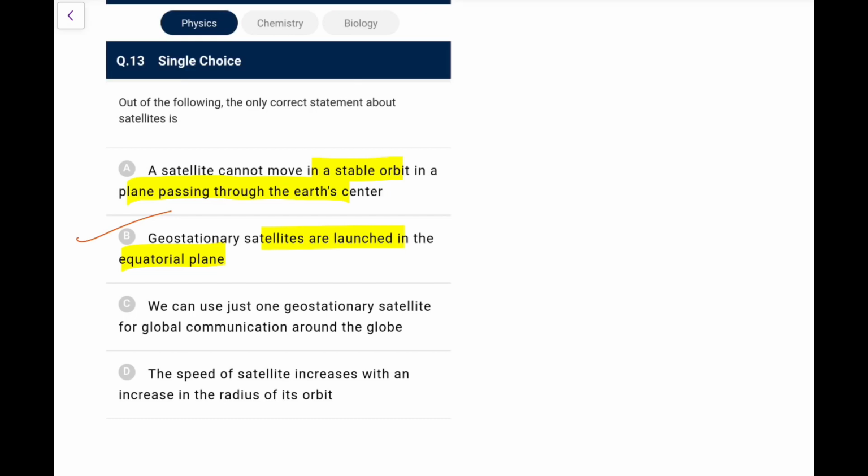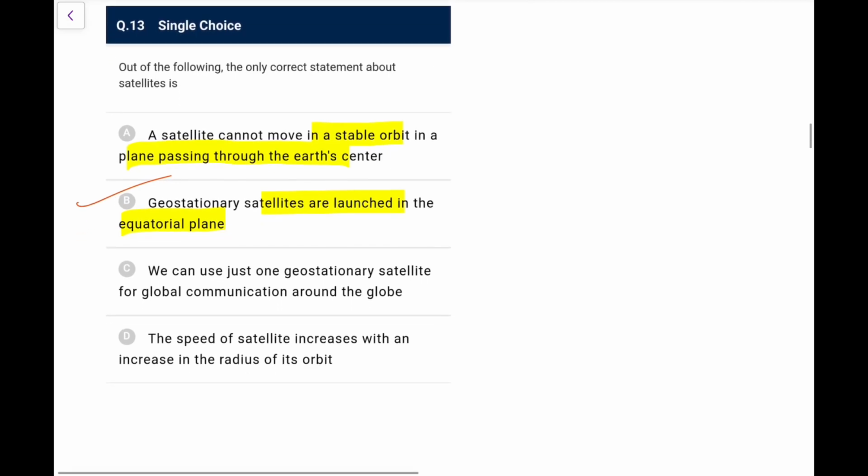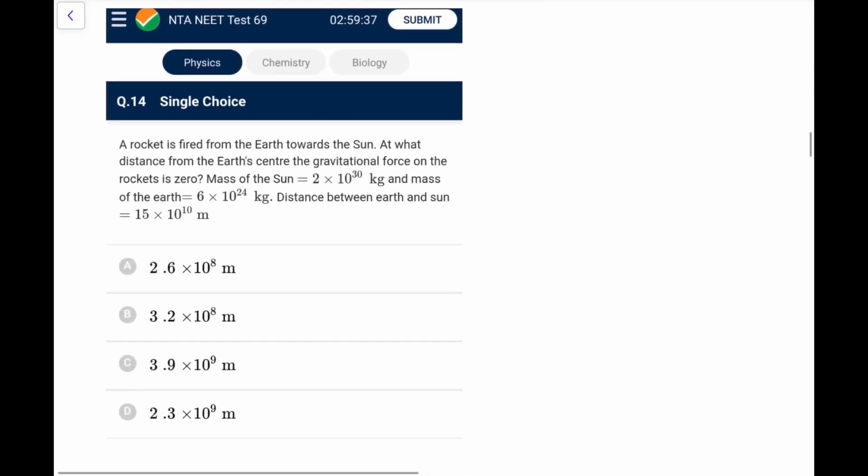So let's say if you are living in Delhi, you cannot have a geostationary satellite directly overhead of you, because that is not an equatorial plane passing through that particular point. So this is the point we teach in geostationary satellites. So that's okay. So this is a correct statement. No need to go further, you can check otherwise also.